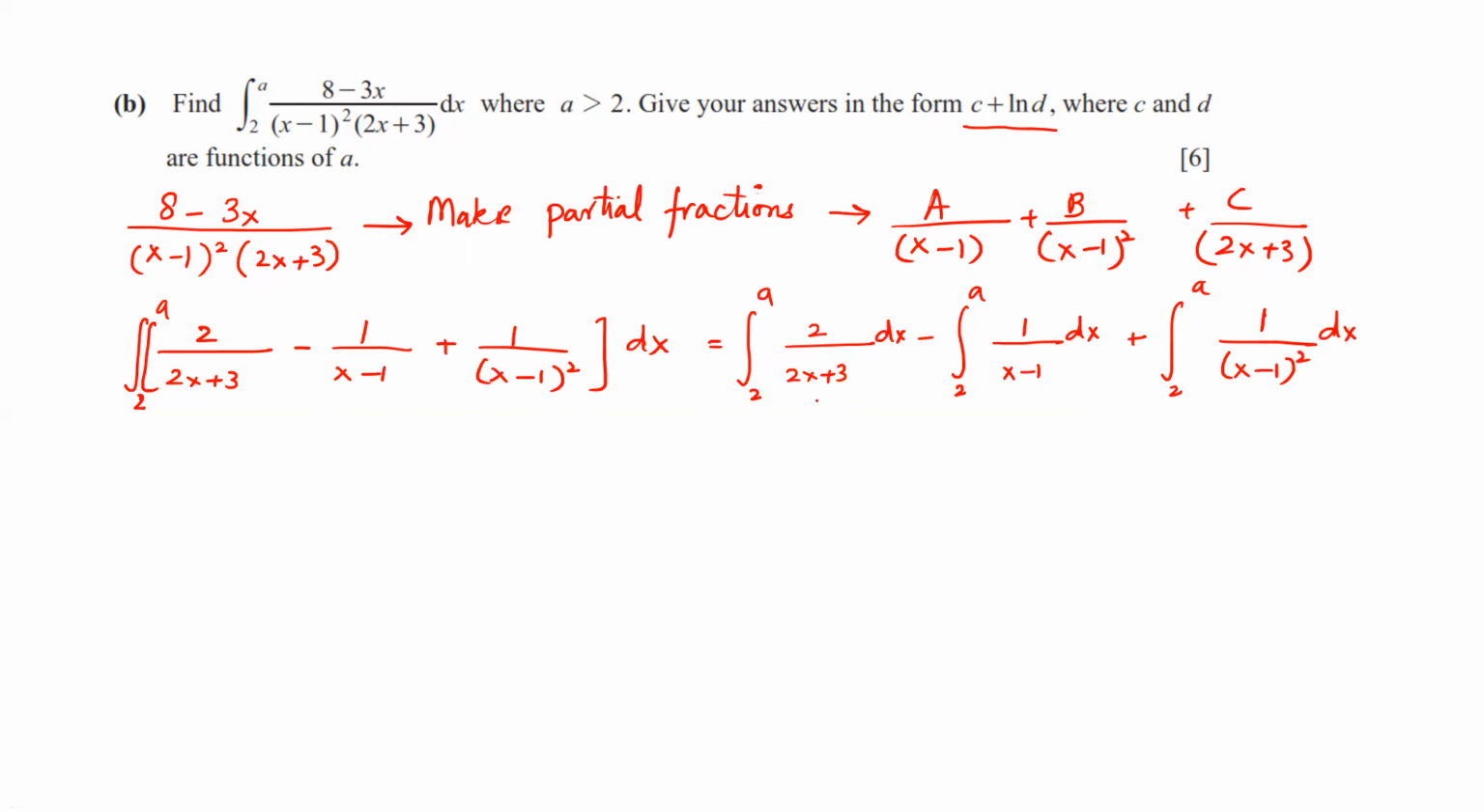Okay, let me change the color. So if you are going to take the integral of the first, it will be ln of 2x plus 3 divided by 2, multiplied by 2. This will be its integral. If we take the integral of the second, it will be ln of x minus 1 divided by 1. And what will be the integral of the third? This is an interesting one, so let me solve this for you.